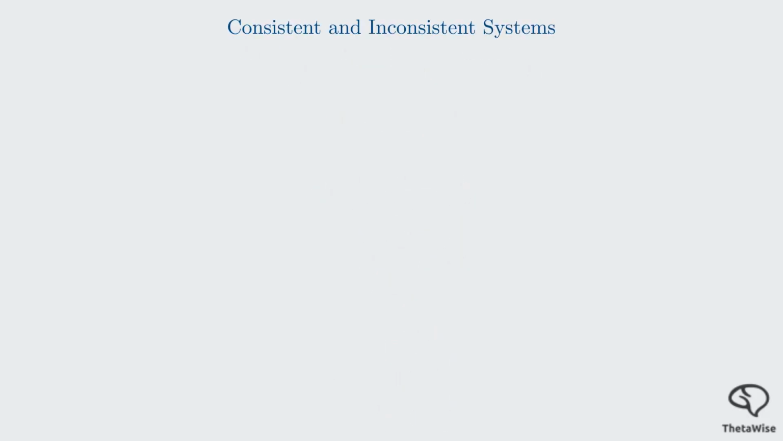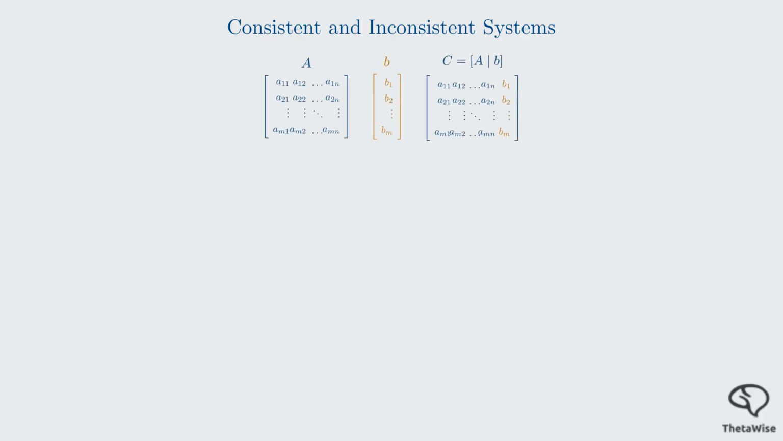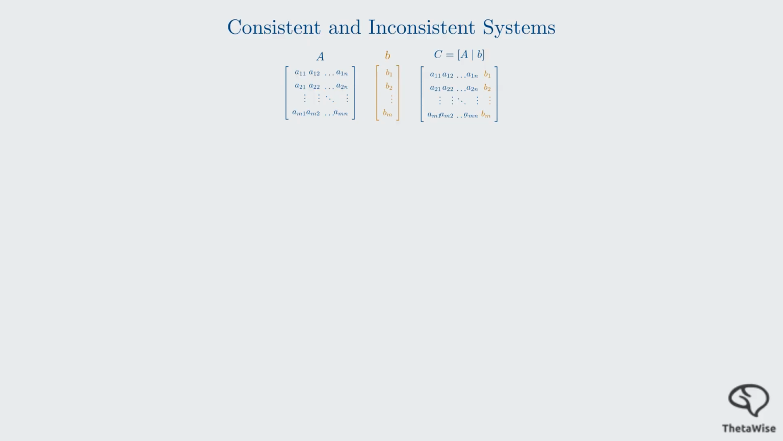The final section connects matrix structure to systems of simultaneous linear equations. Write a system with coefficient matrix A and right-hand side vector B. The augmented matrix C is formed by appending B as one extra column. The rank comparison gives the complete consistency test. If rank A equals rank C, the equations are consistent, meaning at least one solution exists.